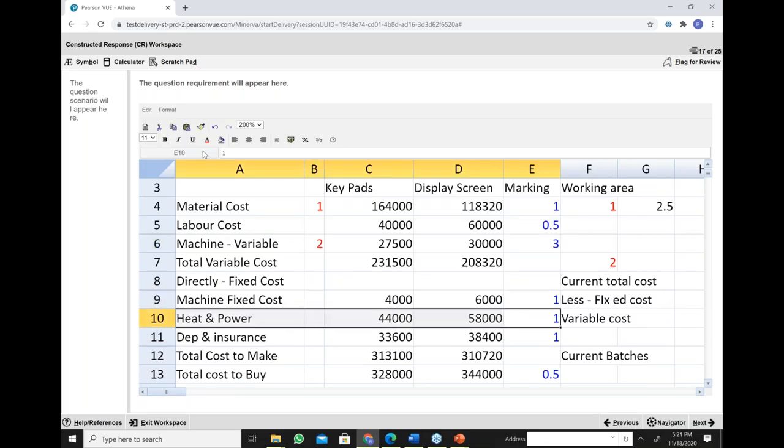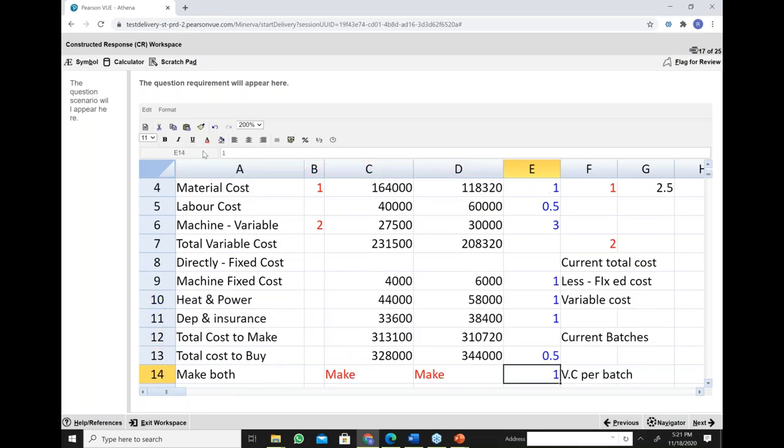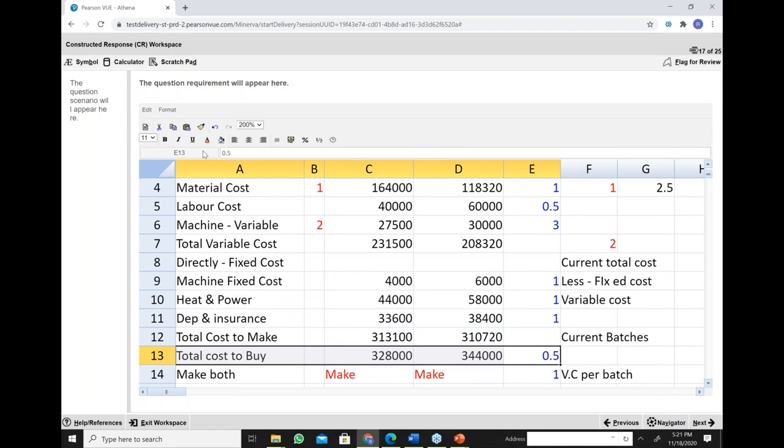Heat and power was easy. Depreciation and insurance was easy. Cost to buy was easy. So at least you can get these marks. If you're not solving the complete question, still you can get 4 marks to pass. Are you getting the point?